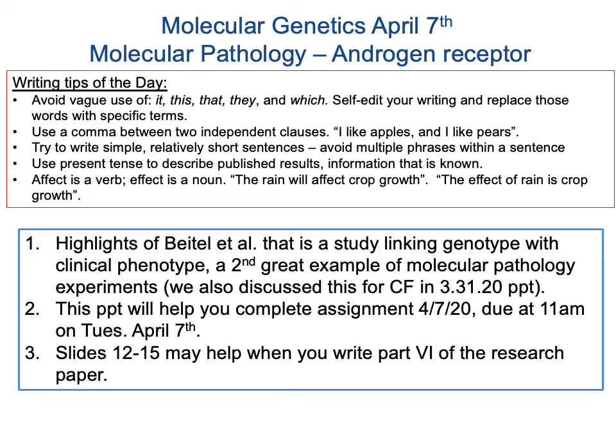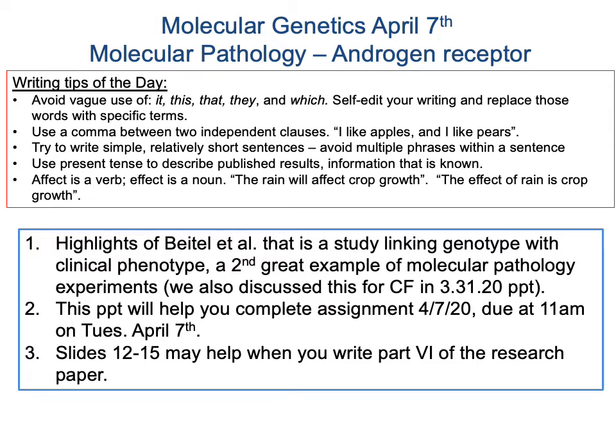So the material in this PowerPoint file will help you complete assignment 4.7, that is due at 11 a.m. on Tuesday, April 7th, and slides 12 through 15 may help you when you are writing part 6 of your research paper, which is proposing new experiments.